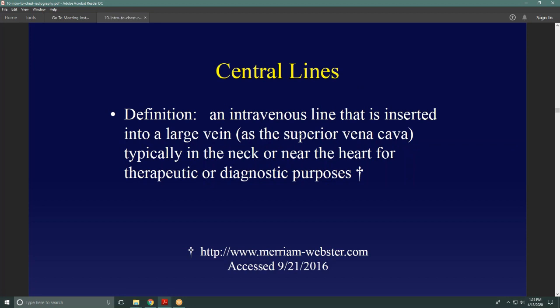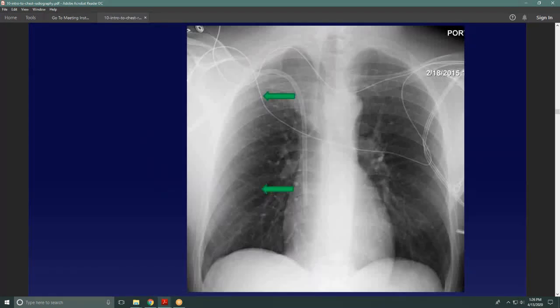So a central catheter is by definition an intravenous line that's inserted into a large vein, such as the superior vena cava, typically with its tip near the heart, for therapeutic and diagnostic purposes. Okay, and this is an example of a central catheter.